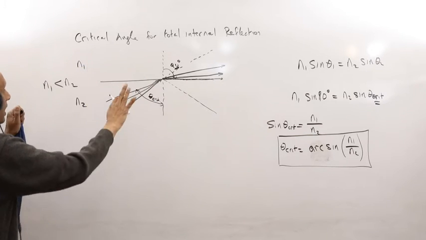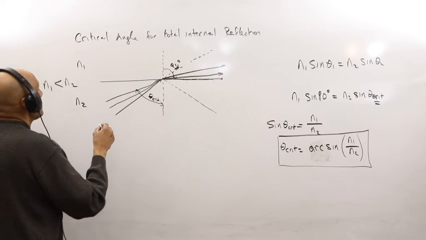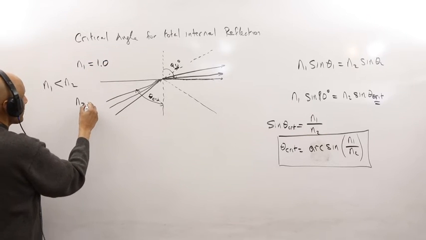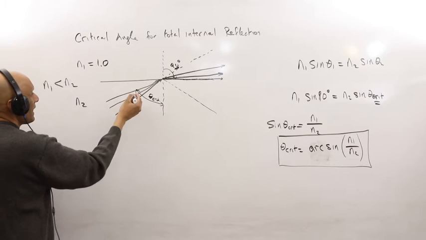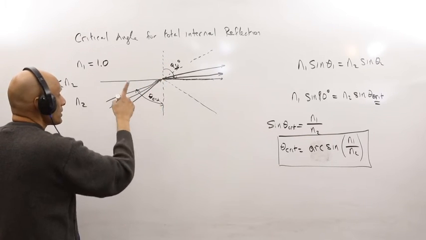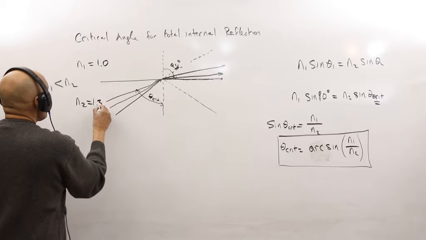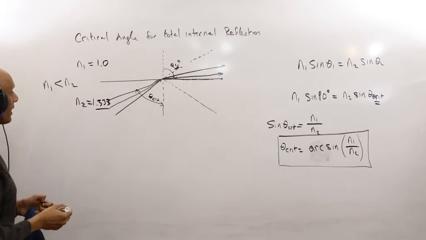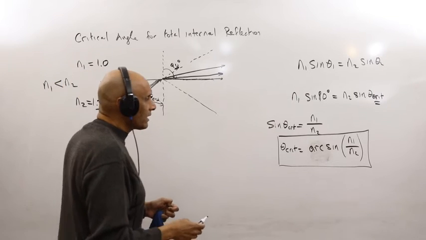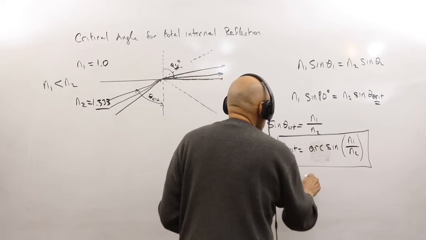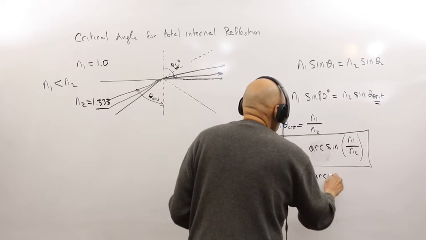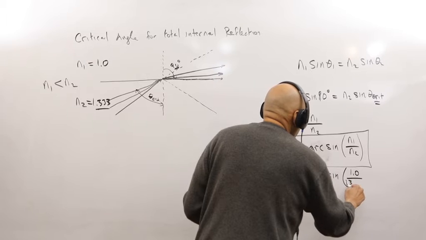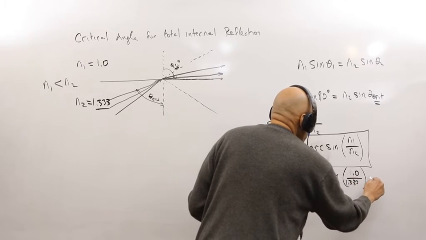So solving the problem, if somebody gave you the critical angle for total internal reflection, with N1 equal to air, which is 1.0, and let's use water for N2, which is 1.33 because we did a couple of problems already. So this is the index of refraction of water. What's the critical angle for water? That would be equal to arc sine of 1.0 divided by 1.333, to two significant digits.